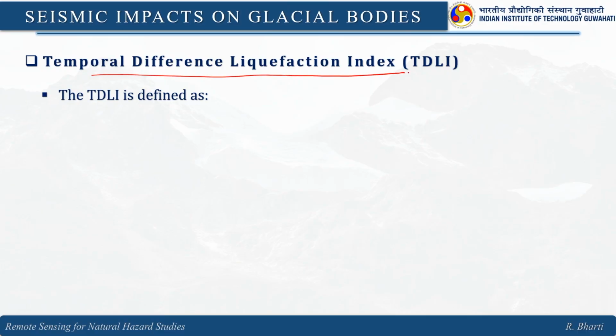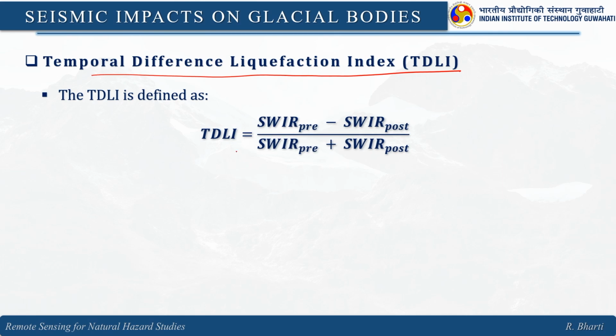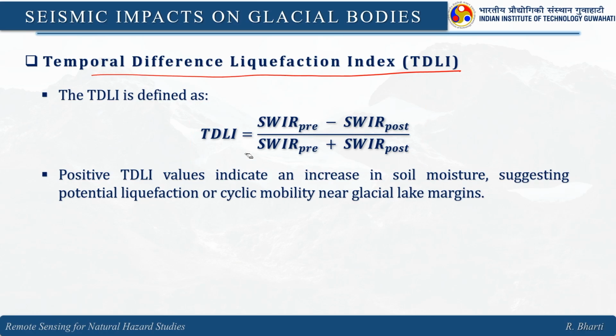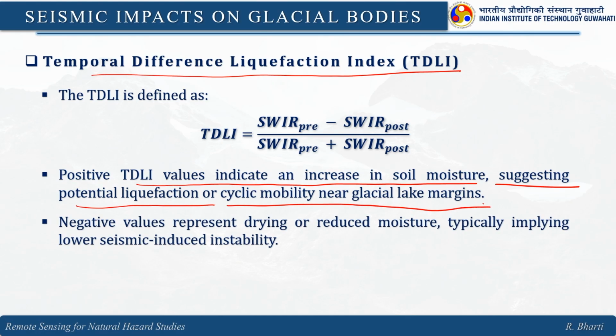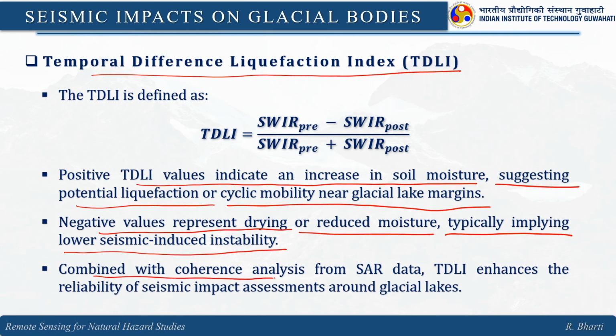Temporal difference liquefaction index, TDLI, can be defined as this, where we are using the SWIR wavelength region. So, a positive TDLI value indicates an increase in soil moisture, suggesting potential liquefaction or cyclic mobility near glacial lake margins. A negative value represents drying or reduced moisture, typically implying lower seismic induced instability. Combined with coherence analysis from SAR data, TDLI enhances the reliability of seismic impact assessment around glacial lakes.